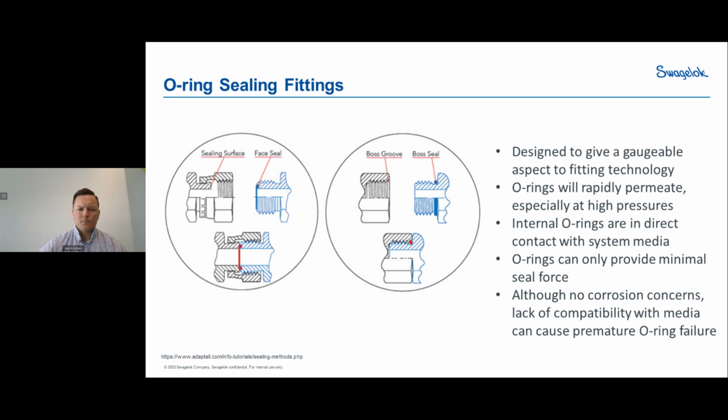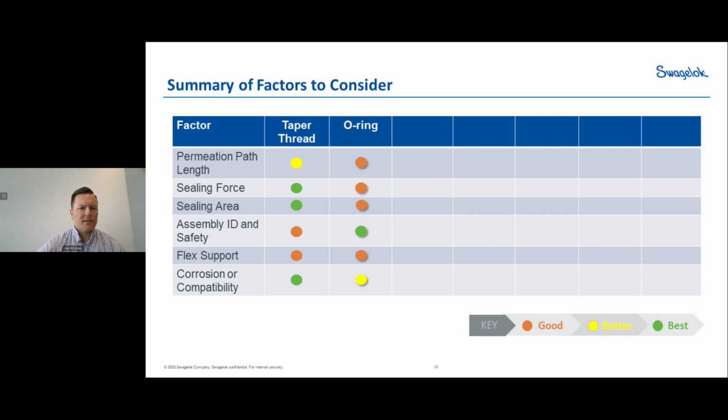So when we look at O-ring fittings, they absolutely solve the problem of gaugeability. For lower pressure applications where the large sealing force isn't necessarily needed, they can be a good choice. You should absolutely consider permeation for these types of connections. And in some cases, based on the design, keep an eye on the corrosion compatibility, especially if there's any sort of dead space or entrapment there.